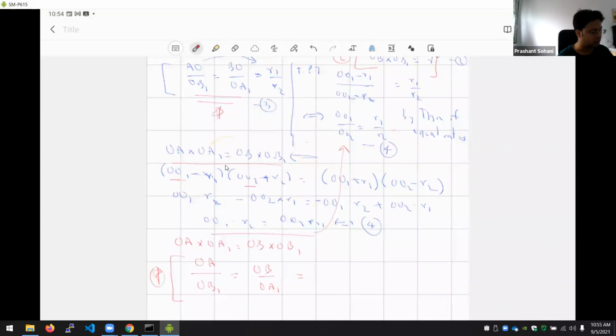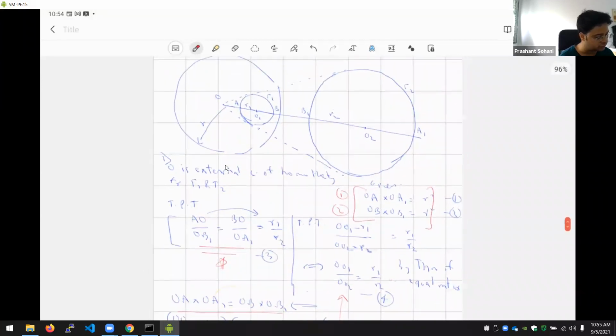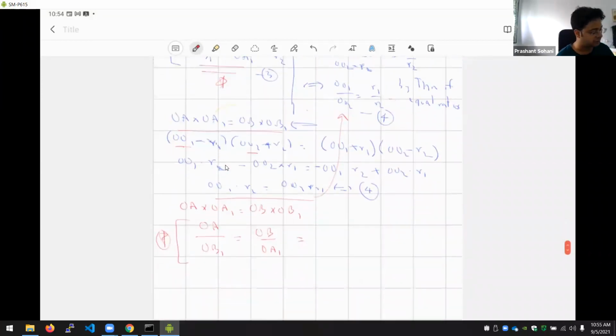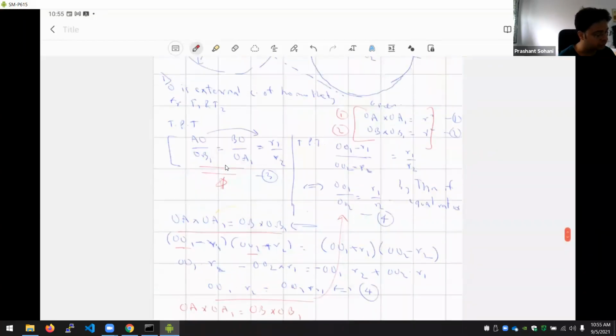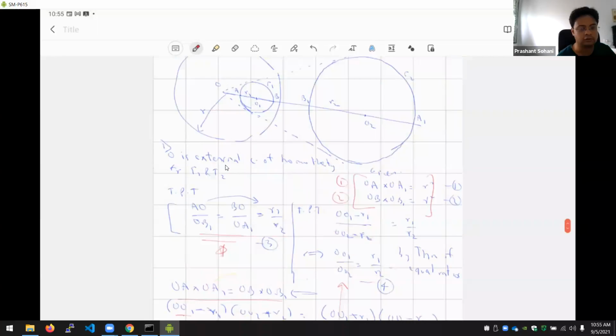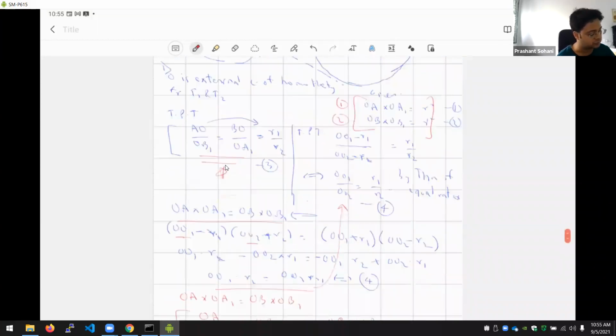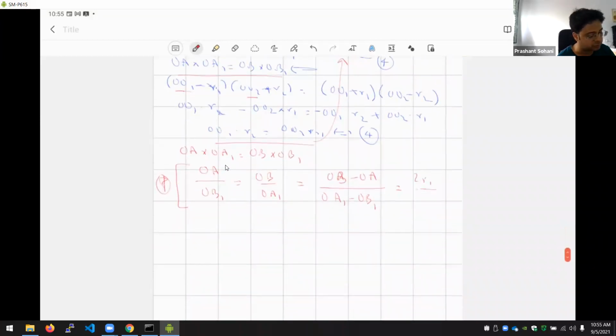And how do I get R1 and R2 out of this? So for that, we are missing this step. And so then by theorem of equal ratio, this is also equal to OA, OB minus OA upon OA1 minus OB1. And OB minus OA, if you see the diagram, is nothing but the diameter of the first circle, OB minus OA. That is twice R1. And similarly, OA1 minus OB1 is twice R2. This is twice R1 upon twice R2, which is R1 upon R2.